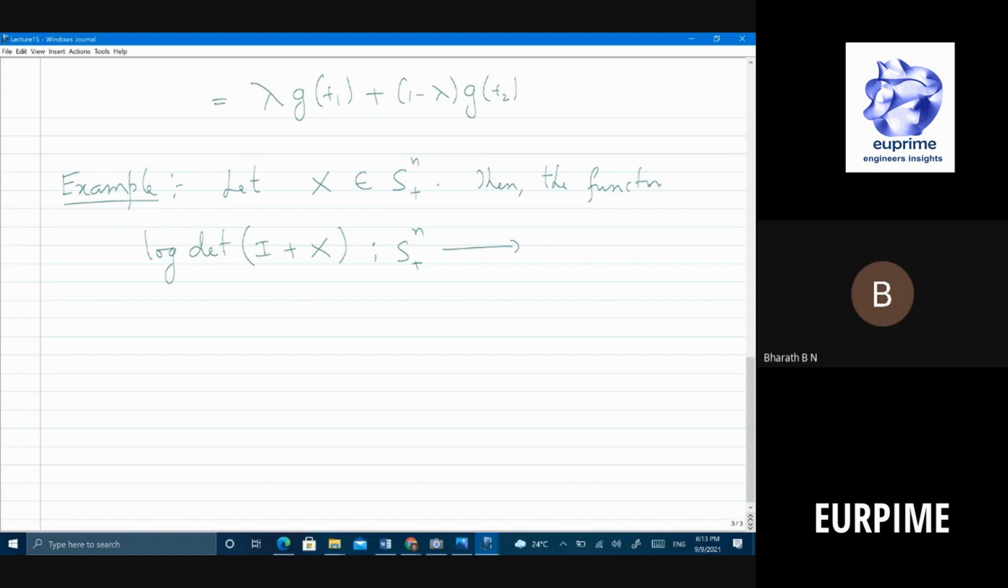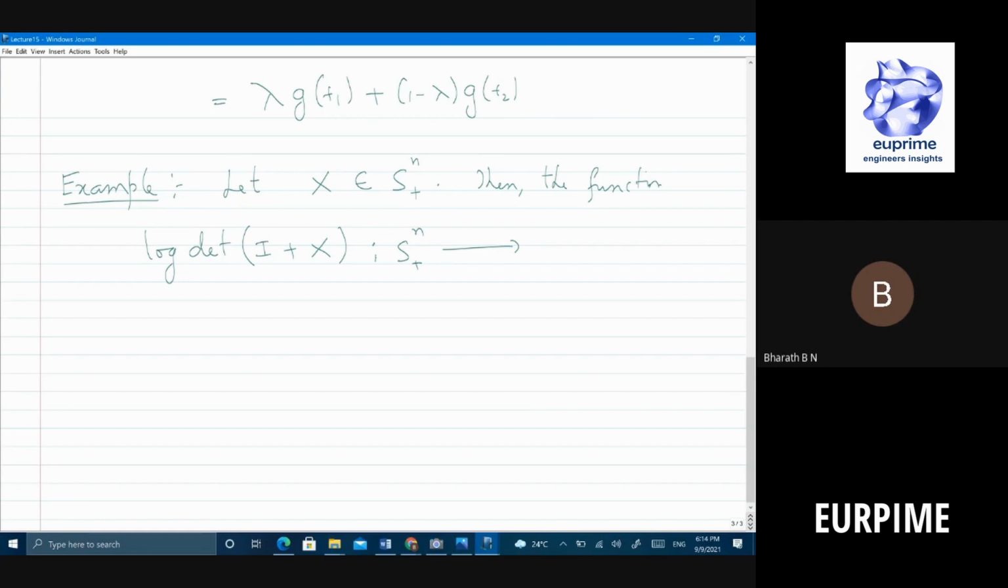Can it be 0? So log det of something can be 0. Yes, when the determinant is 1, it will be 0. When will it be 1? It should be identity. When will it be identity? X should be 0. So if you take the 0 matrix as input, this function will give me 0, right?